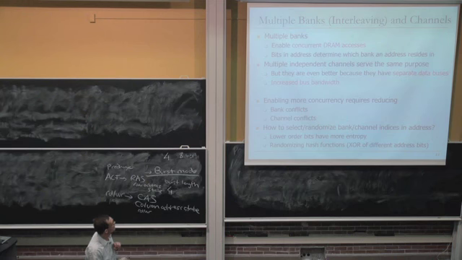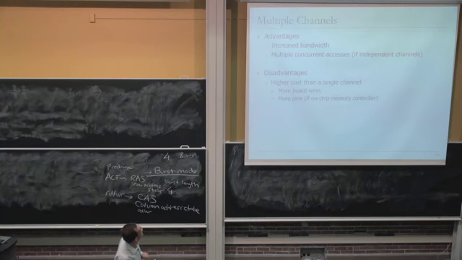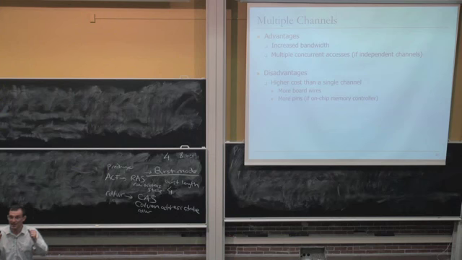So what bits do you select to address a bank? What bits do you select to address a channel? We'll take a look at this. Ideally, you would like to minimize the conflicts for concurrent accesses. So this shows you how multiple banks or channels can help. We've already seen this. So advantages of multiple channels, we've covered this. But basically, you increase the bandwidth. You can get multiple concurrent accesses at the same time.